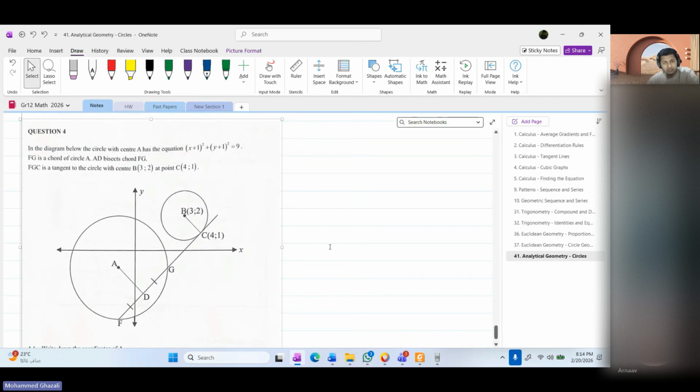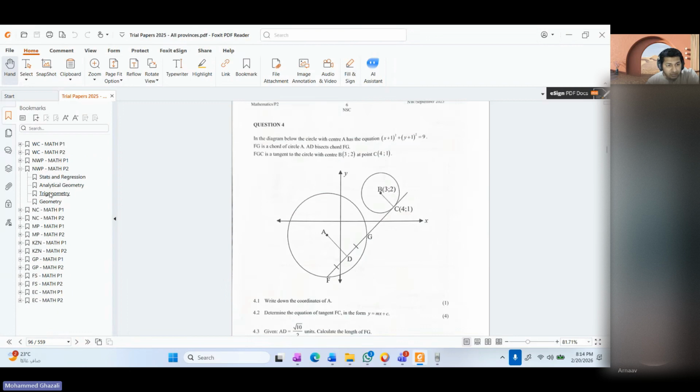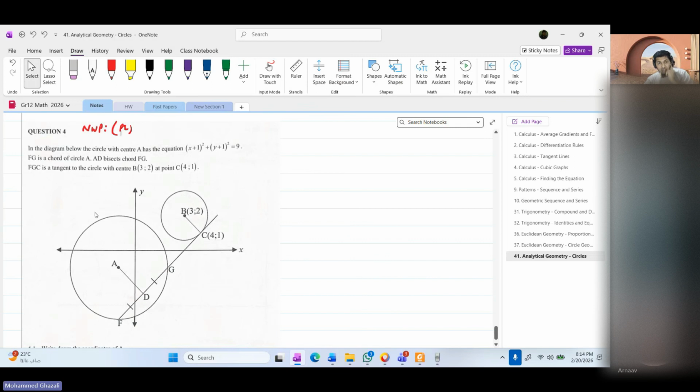Let's have a look at this question. In the diagram below, by the way, this question comes from the Northwest Province paper 2. Now, let's have a look at this question. In the diagram below, the circle with center A has equation. So the center A has equation.